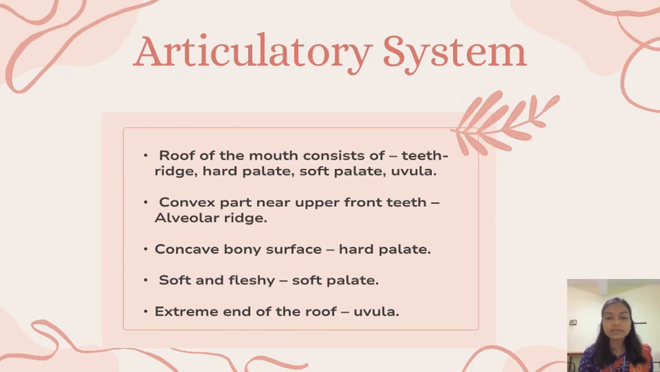Next, we come to the articulatory system. Let's see about the articulatory system. It consists of the roof of the mouth, which consists of the teeth ridge, hard palate, soft palate, and uvula. The convex part near the upper front teeth is called the alveolar ridge, the concave bony surface is the hard palate, the soft and fleshy surface is the soft palate, and the extreme end of the roof of the mouth is the uvula.